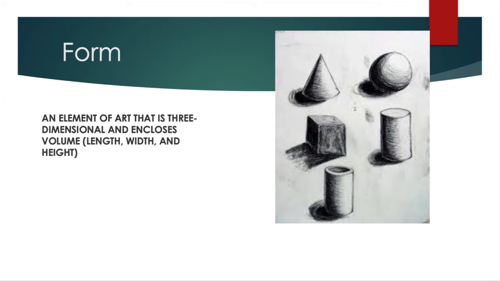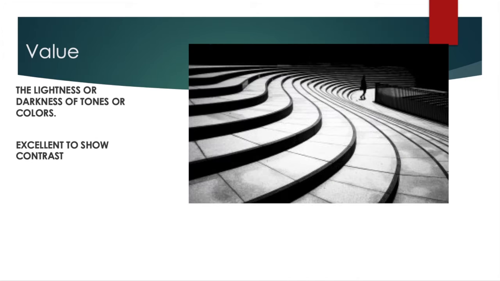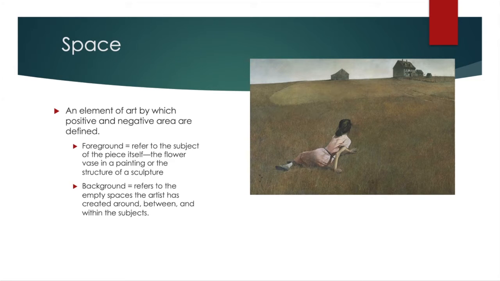Form is an element of art that is three-dimensional and encloses volume. It has length, width, and height. Think of a cube. Value is the lightness or darkness of tones and colors. Space is an element of art that can be either positive or negative. Positive space is an area occupied by an object or form, while negative space is the empty area that runs between, through, around, or even within objects.